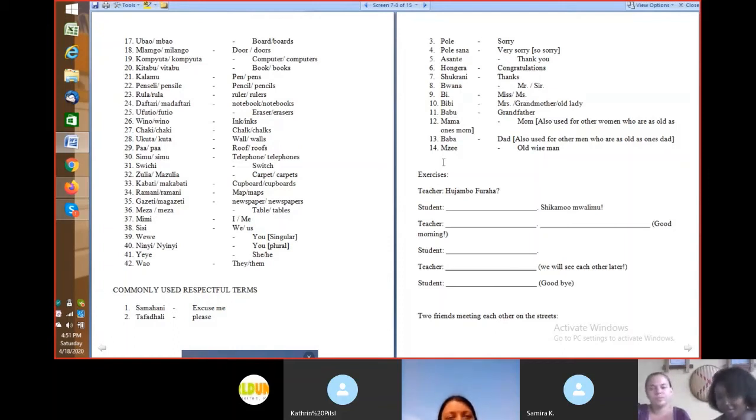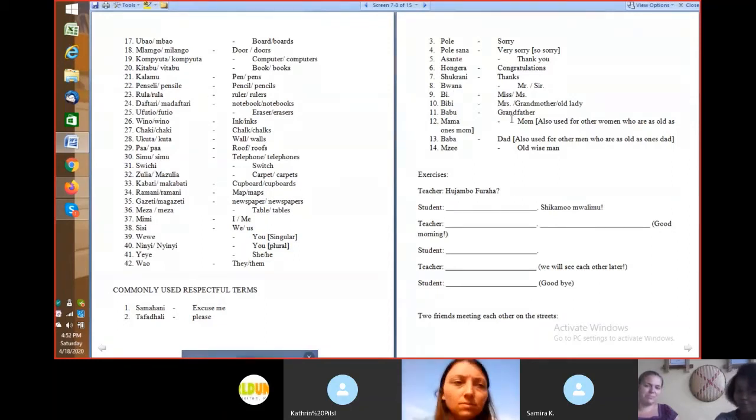Yeah, but before that, maybe we just discuss quickly one more thing. For example, you can see the next words which we have written: bibi, babu, mama, baba, mzee. These words are also very important for you to learn, because in Tanzania, you don't only call your biological parent or relative with those names. These are the respectful ways of calling anybody who could be the same age as your mom, dad, grandpa, grandma.